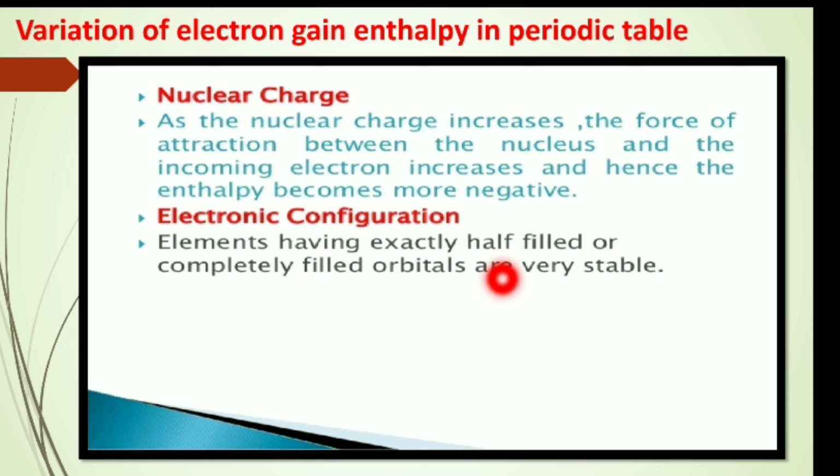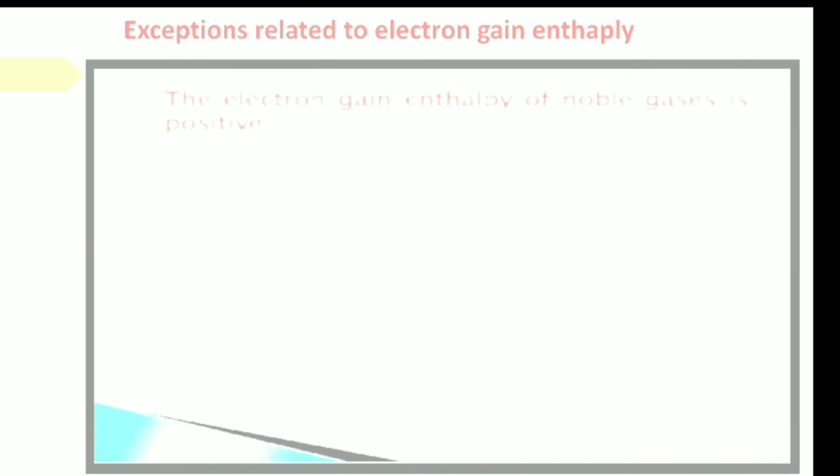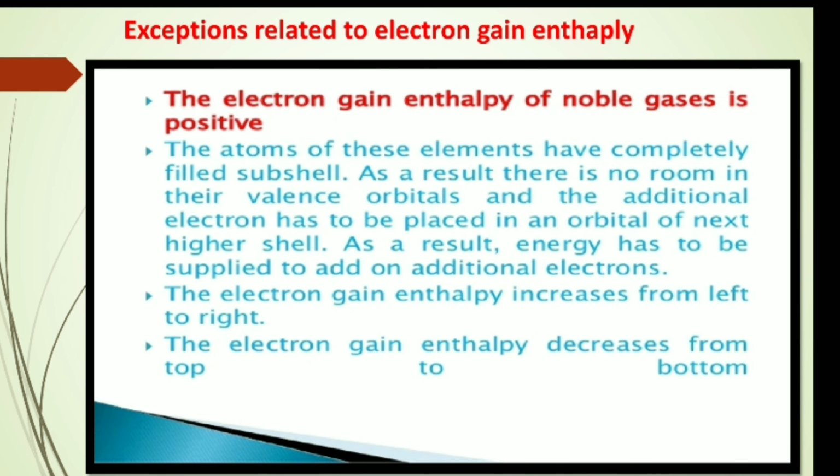Very stable electronic configurations have positive or less electron gain enthalpy. See students, one example where the electron gain enthalpy is positive or less is in the case of the noble gases, because noble gases are stable in nature. They have stable electronic configurations.